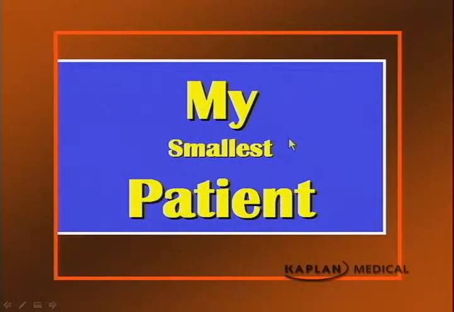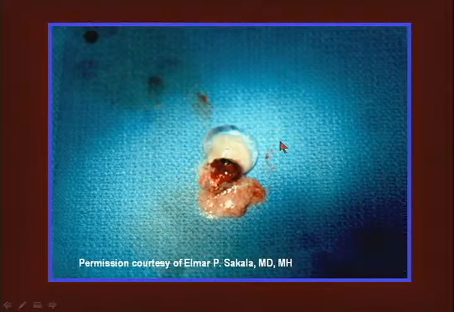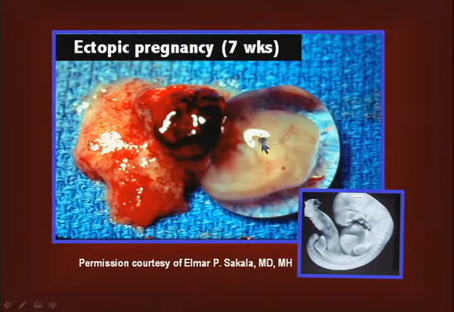All right, I want to show you the smallest patient that I ever had. I had a patient who I operated on with amenorrhea, bleeding and pain, stable, laparoscopy, and what did we find? This is what we found in the tube. Here you can see is the eye. This is the head, the limb buds which are here. This was a 7-week ectopic.